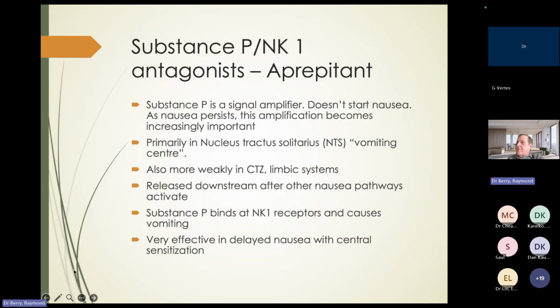I'm going to talk about just the other medication classes and where they fit in, and then I'm going to do a bit of a case to show how they could all fit in together.